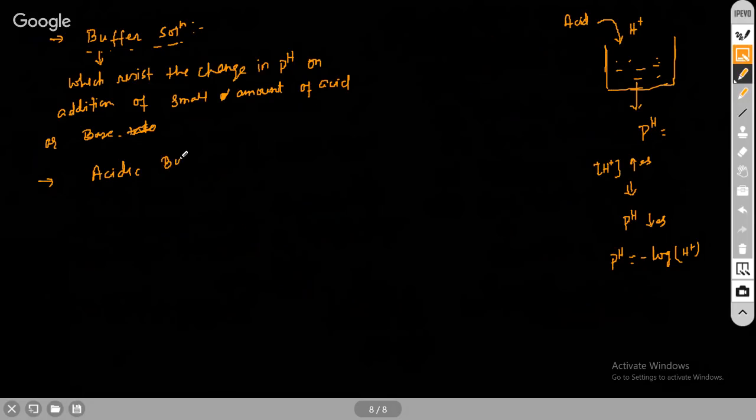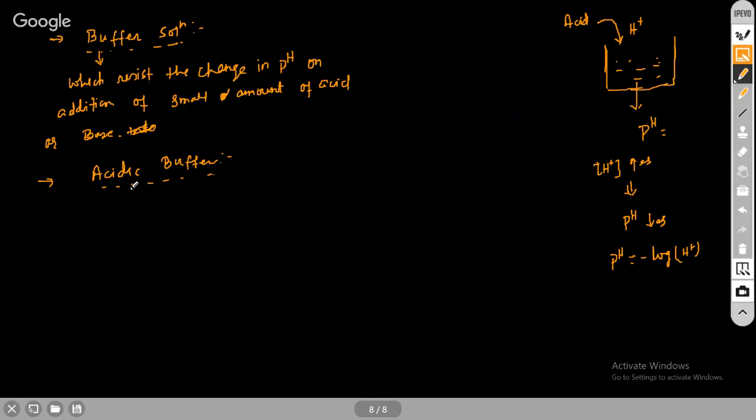The first one is acidic buffer. The second one is basic buffer, and the third one is salt buffer. Acidic buffer, basic buffer, and salt buffer. First of all, you have to be very clear, because all those 12th class students have done this ionic equilibrium. 11th class you haven't done, but don't worry. Just try to keep this discussion in mind, because buffer solution is important. If you get some direct question from this in KVPY, you can answer it.